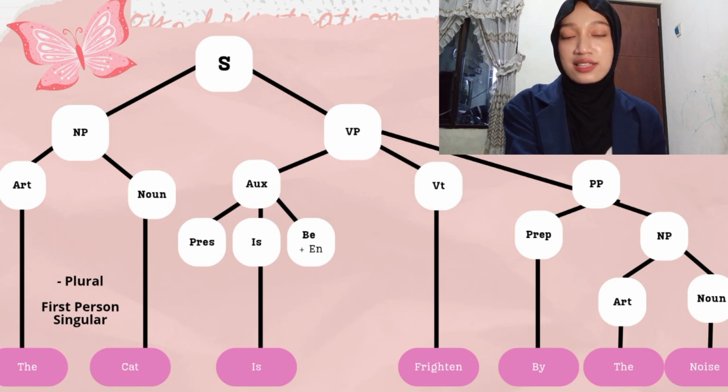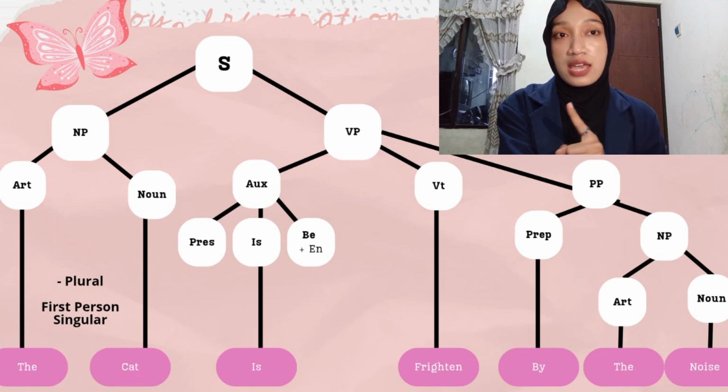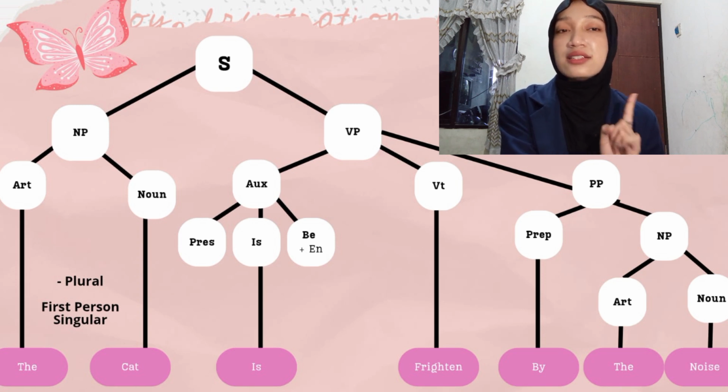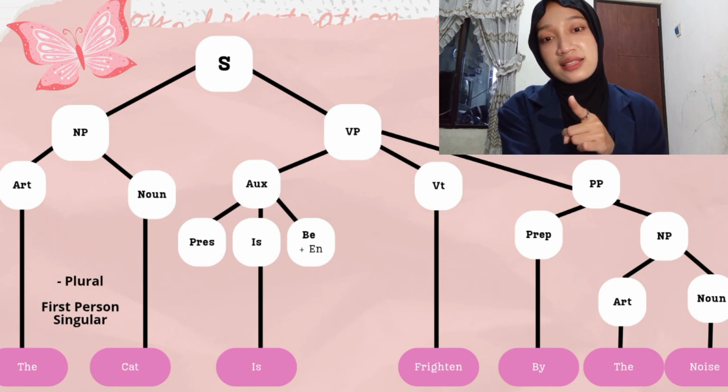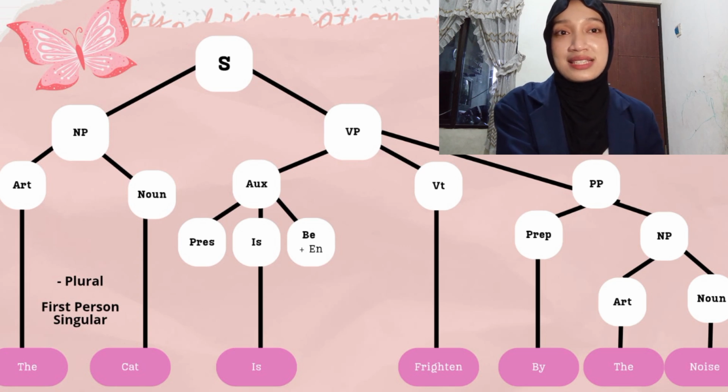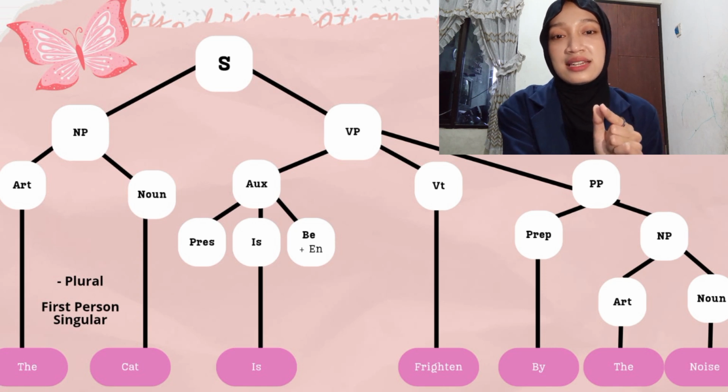Next, analyze the verb phrase or VP, which contains the action and related information. The VP in this sentence is frightened by the noise. It has three main components. The first, auxiliary verb or aux, using tense, present tense, which is, and be plus an, indicates the passive voice.